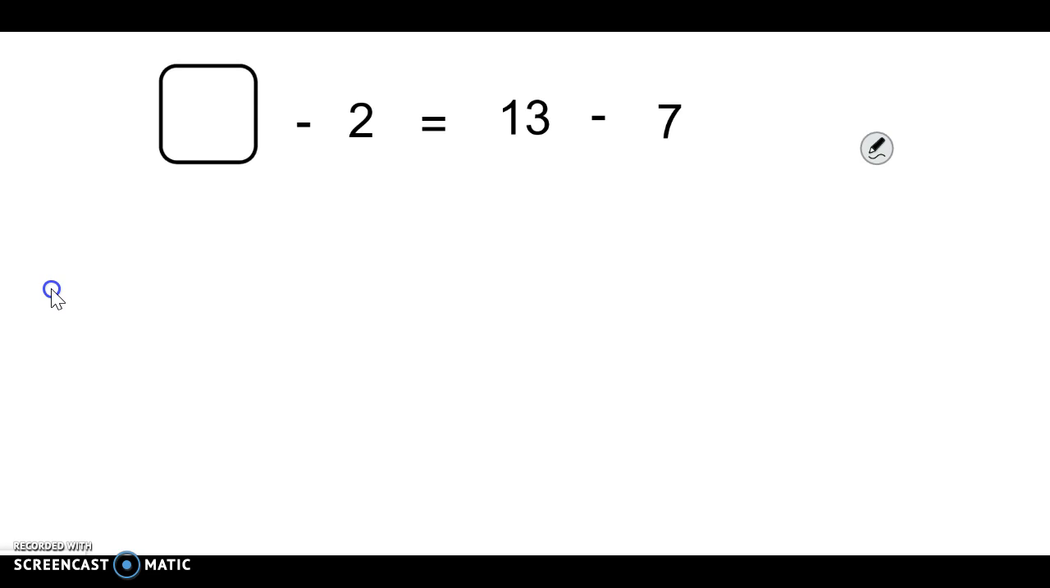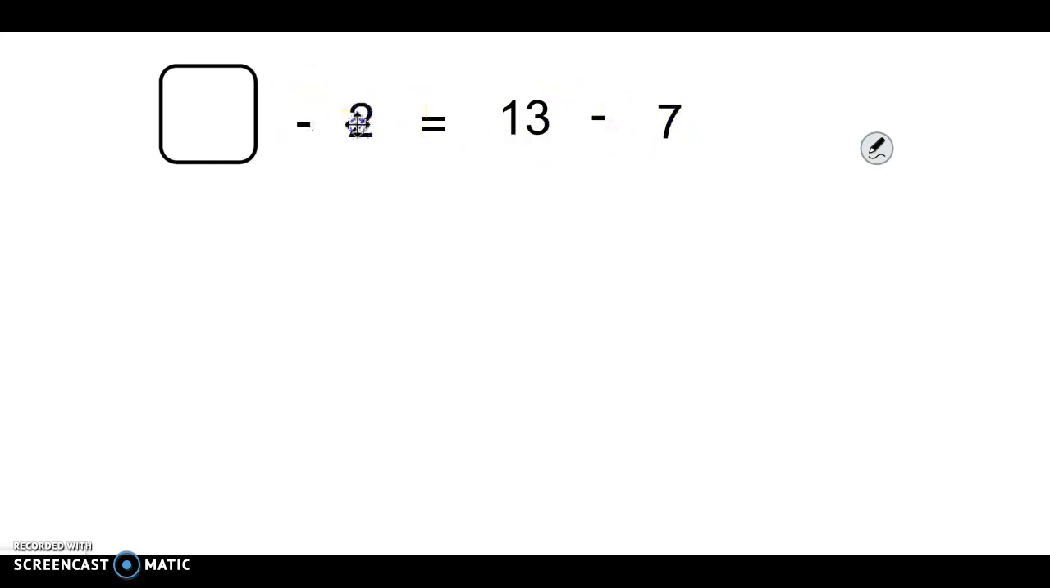Now let's try another equation. Oh, look at this. Something or mystery number minus 2 equals 13 minus 7. Wow. This is 2 equations in one. Now the equal sign means that everything on the left, or the numbers on the left, should be equal or the same as the numbers on the right side of the equation. So we have to figure out what number goes into the empty box that will make the left side of the equation equal or be the same as the right side of the equation.